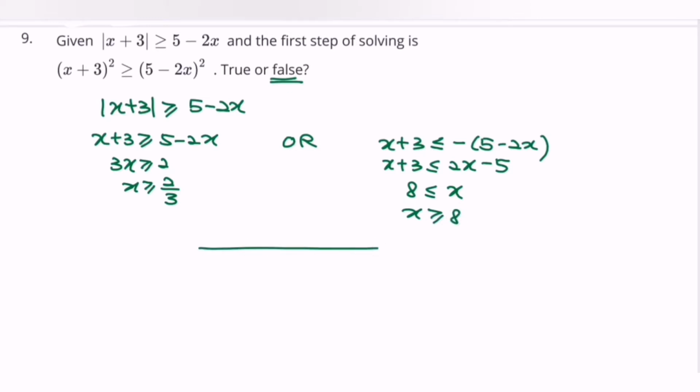Illustrate the situation in a number line. So we have 2 over 3 and 8. Then circle towards the right, then circle towards the right, and we have the OR case. So we need to shade the region. The answer will be this part. So the final answer for question number 9 would be starting from 2 over 3 until infinity. So this is the answer for question number 9.